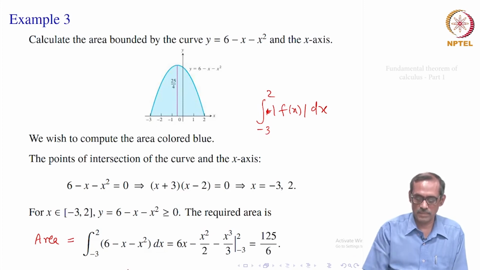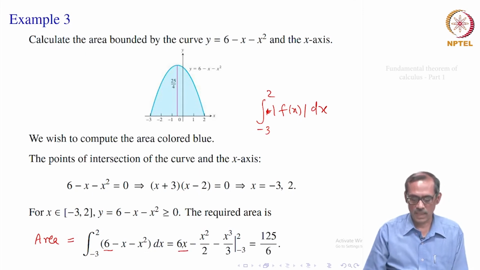So, mod f x is f x itself, 6 minus x square dx, that is equal to 6 x minus x cubed by 3. Because when you differentiate 6 x, you get back 6, so the integral of 6 should be equal to 6 x. When you differentiate x square by 2, you get x, so the integral of x is x square by 2. Similarly, if you differentiate x cubed by 3, you get x square, so the integral of x square is x cubed by 3. Using the linearity property, we just write 6 x minus x square by 2 minus x cubed by 3.